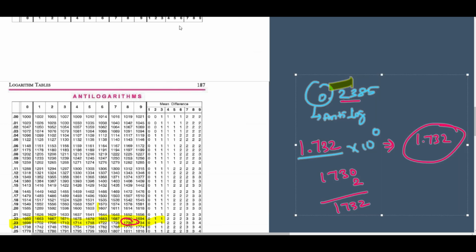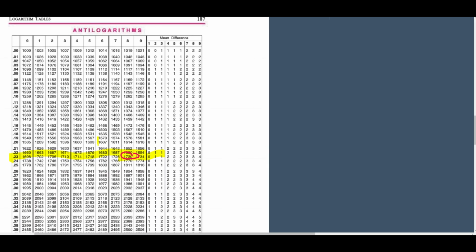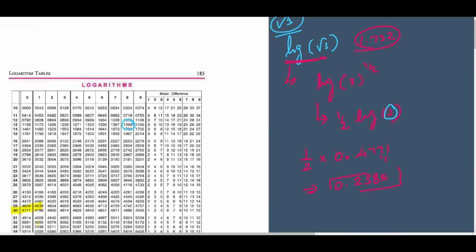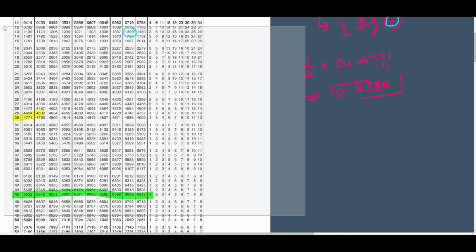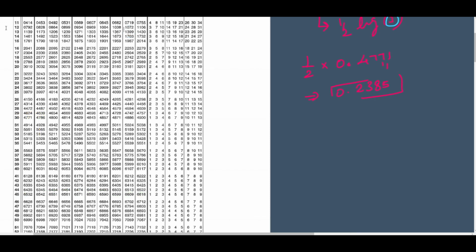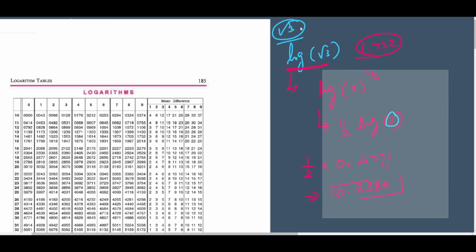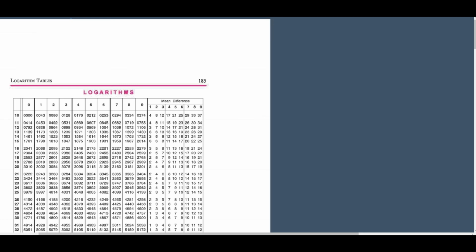So this is how we have to go for root 3 for entire terms. Whatever the value is given, we have to follow like this only. So directly you will get the answer without using any calculator. With the help of the logarithmic table, we can easily find the multiplication, division, whatever may be. Clear? So this is how we are going.